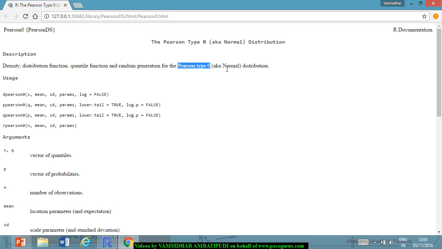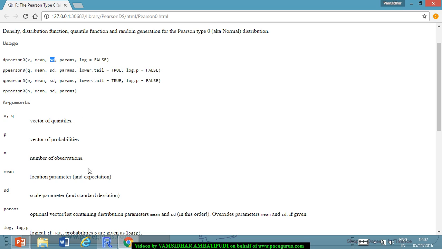Now, Pearson type 0 is otherwise called a normal distribution. So I can generate the density function for this Pearson distribution by giving a few values. x is a vector of quantiles, so I have to give x as some data, a vector. I have to give a mean to that distribution, and I have to give a standard deviation to that distribution. And if I have any initial starting values for the parameters of mean and standard deviation, I have to give them.